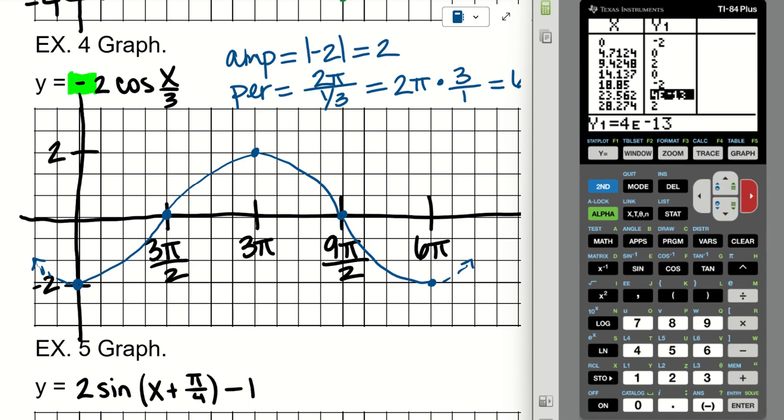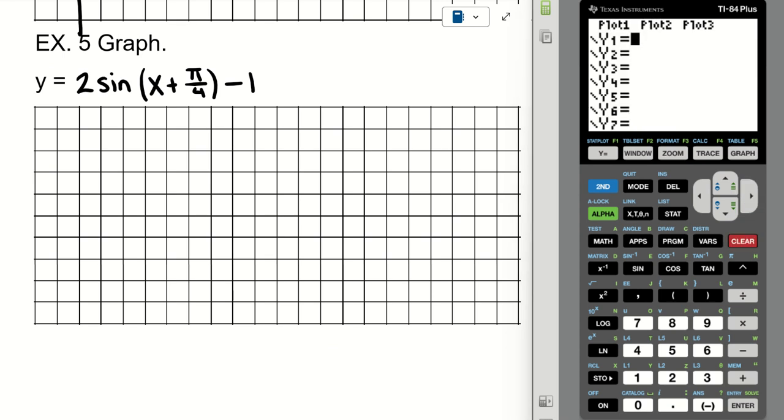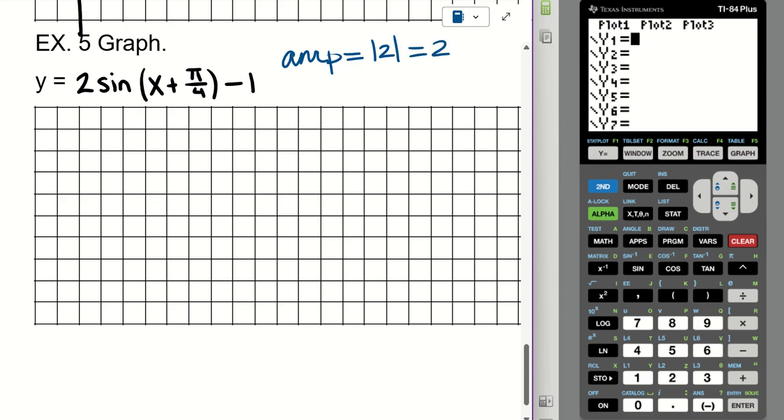Okay, so we've got one more example we're going to look at. And this one has a shift. We've got a couple of shiftings going on. So let's identify the key parts of this graph first before we even put anything on paper. We're going to start with the amplitude and period. So again, amplitude is going to be the absolute value of 2. So in this case, this is 2. So that's half the height of our graph.